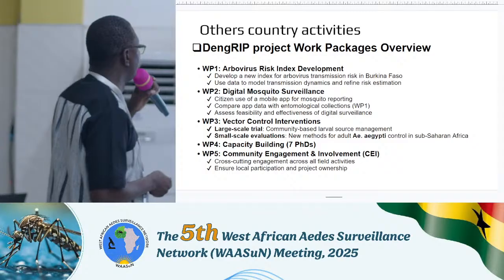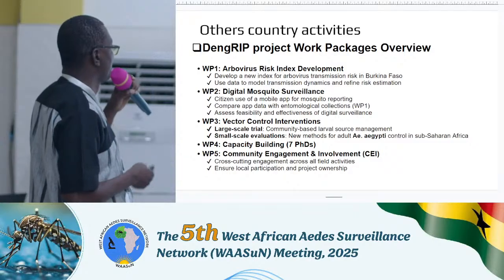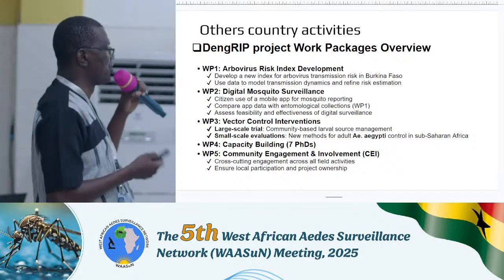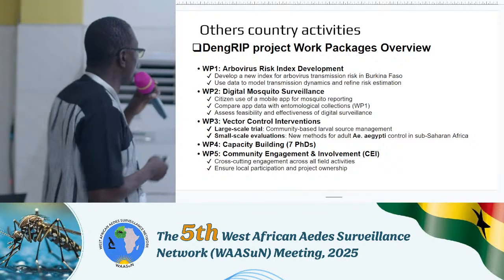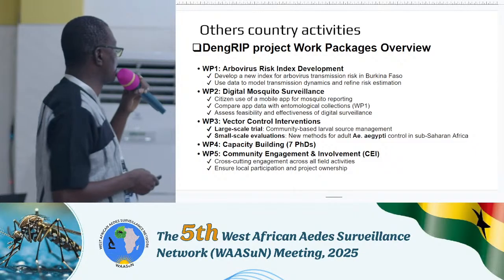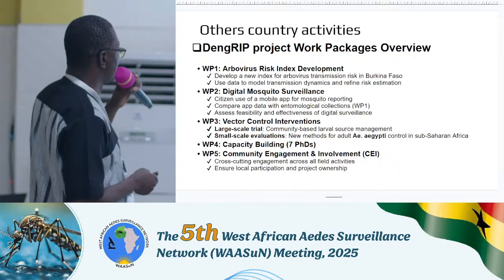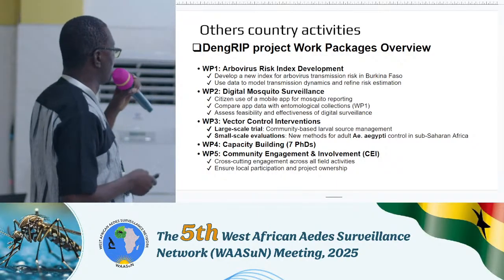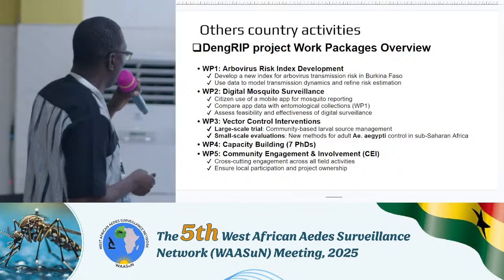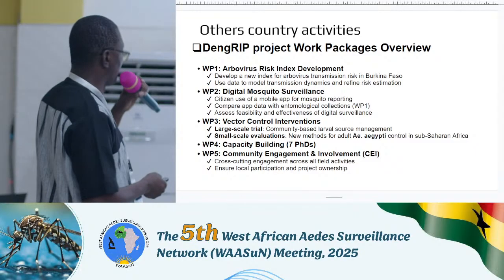The project has many activities we call work packages. The first is really to identify and develop a new arbovirus risk index, and also to set up a digital mosquito surveillance, and also to perform some vector control intervention as a pilot based on community-based larval source management, and also to have capacity building. The project plans to train 7 PhDs. And also to see how the community is engaged and involved in dengue control.